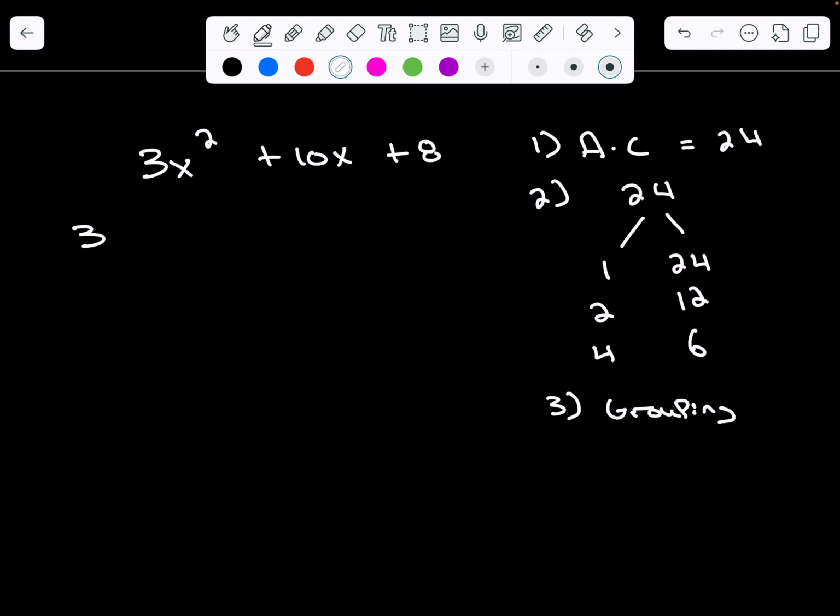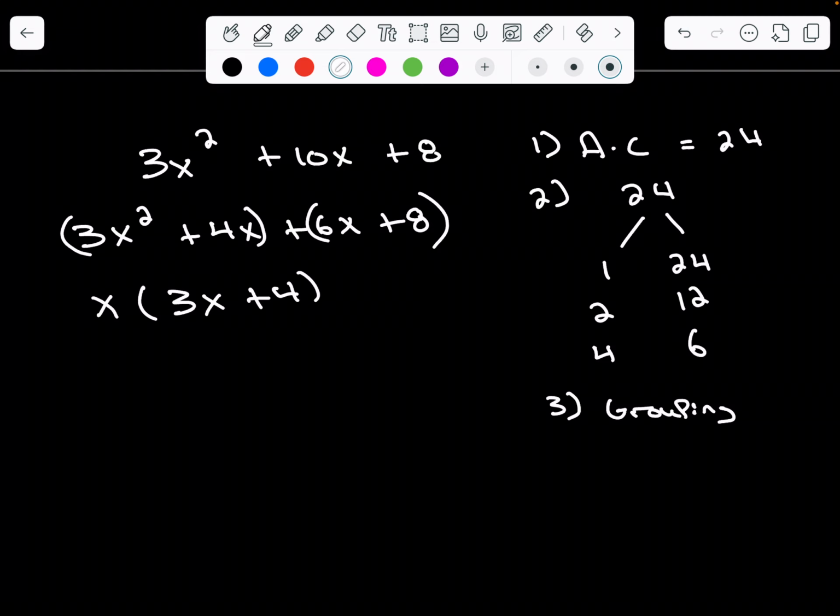Okay, so let's rewrite this with our new numbers. So 3x squared plus 4x plus 6x plus 8. Okay, and again, you'll notice that these 2 things added together are 10, so we have not changed this polynomial at all. Now we're going to factor by grouping. So let's do it. So let's pull out, looks like just an x. So we're left with 3x plus 4. And we're going to pull out, looks like a 2 here. So we're left with 3x plus 4.